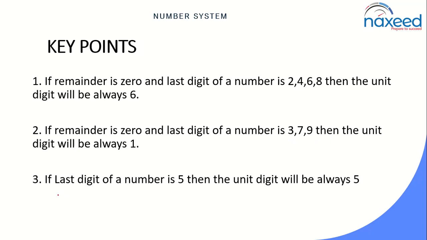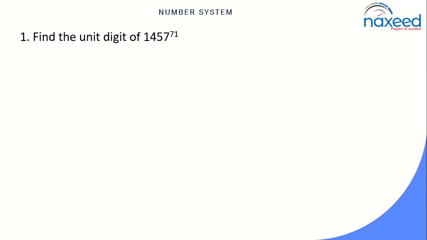Now the last one: if the last digit of a number is 5, then the unit digit will always be 5. See, 5 to the power 2 will be 25. Once again I am getting unit digit as 5 only in 25, yes or no. 5 to the power 3, 125, correct. So once again I am getting 5 as unit digit. So 5 to the power any number will give us 5 in the unit place. So these are the 3 key points. I will explain all these 3 points once again when we solve the problem.